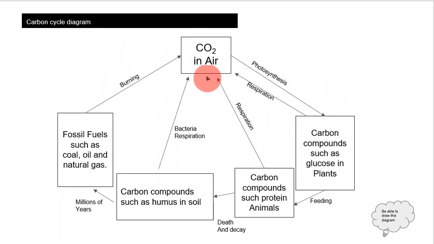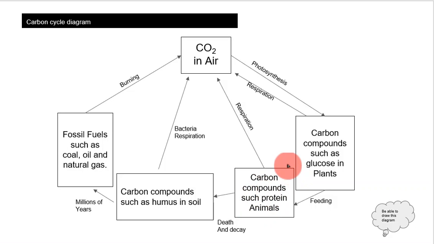This then is an even more simplified version of it. Again, it's the same process. Fossil fuels such as coal, oil, and natural gas are burned, which releases CO2 into the environment. Carbon compounds such as humus in soil: through respiration, bacteria release CO2 back into the environment. Carbon compounds such as proteins in animals: when animals eat plants, they take in carbon-containing compounds such as proteins, and that gets incorporated into the animal.